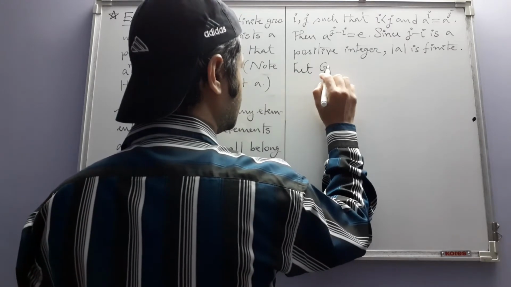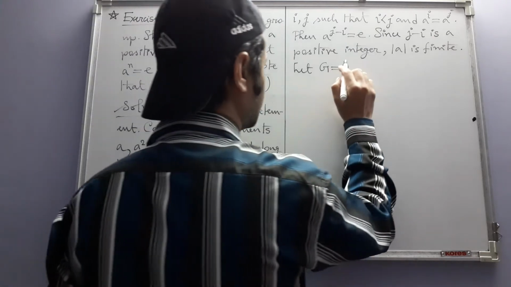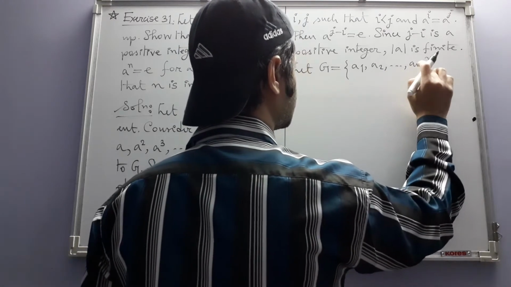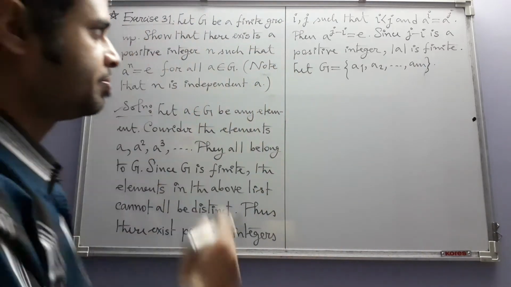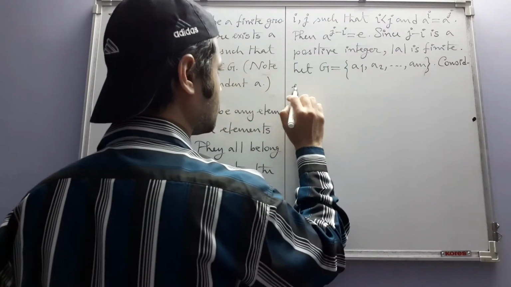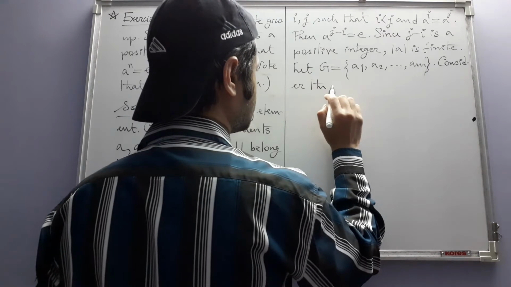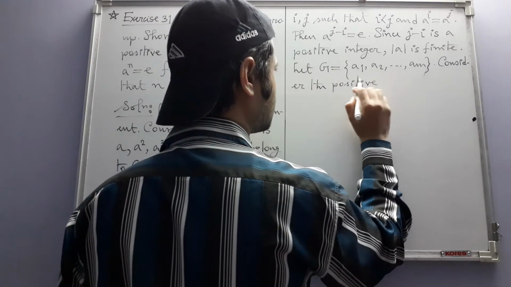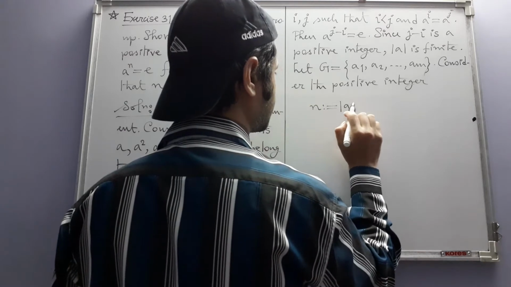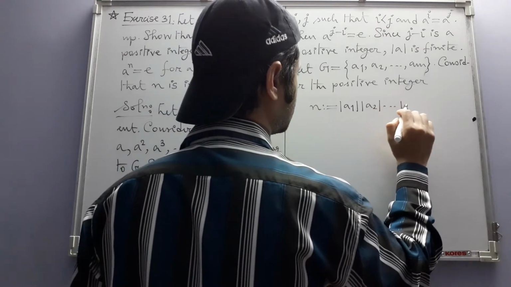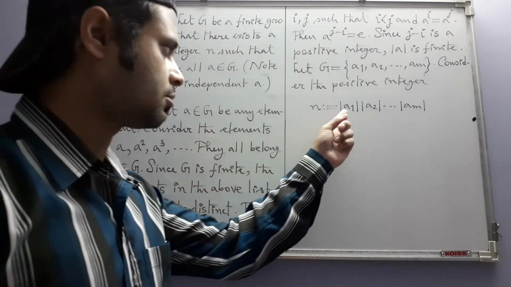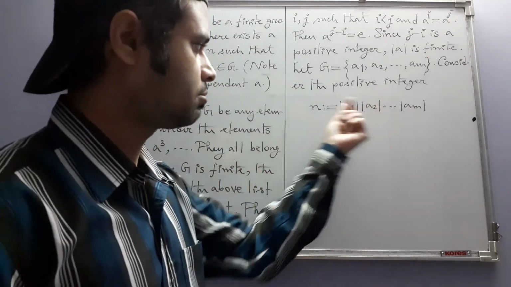Now since G is finite, its elements can be listed, and let these be the elements a1 through am, where m is some positive integer. m is the order of G. Consider the positive integer n, which is the product of the orders of all the elements in G. Since all the elements have finite orders, each one of these factors is a positive integer. So their product is also a positive integer.